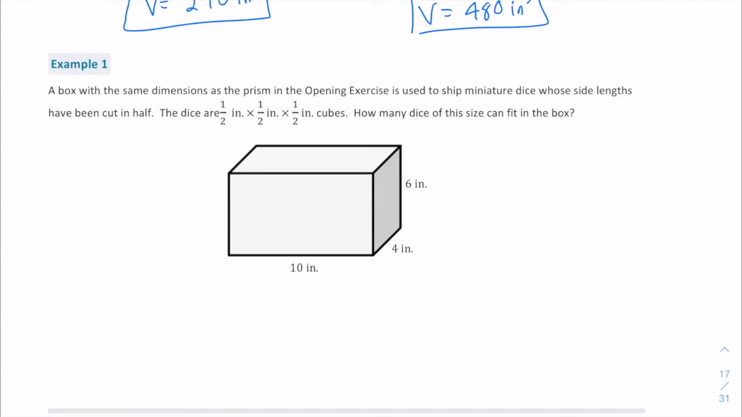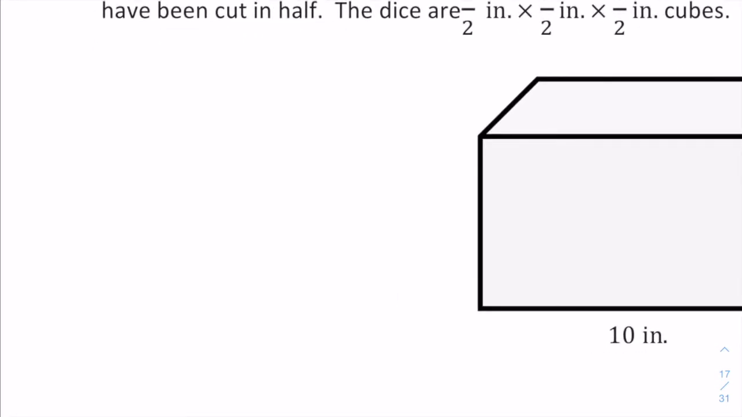Whoa. So there's two approaches to this. So the first approach, let's find the volume of the dice. I'm going to call that volume of dice. Make a little subscript of dice. You don't have to do that, but that'll keep it clear for me. So that is length times width times height again.